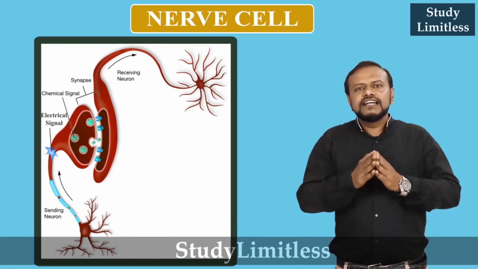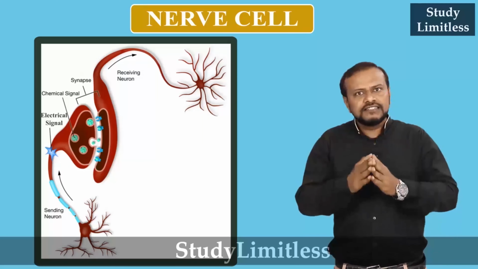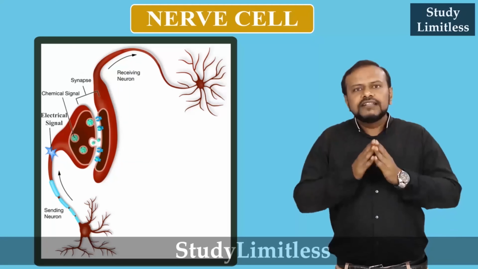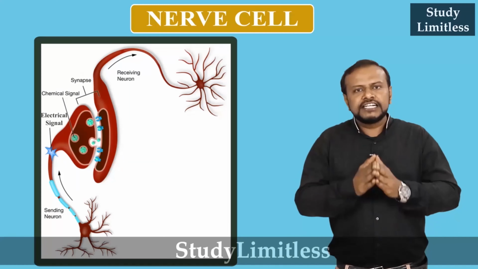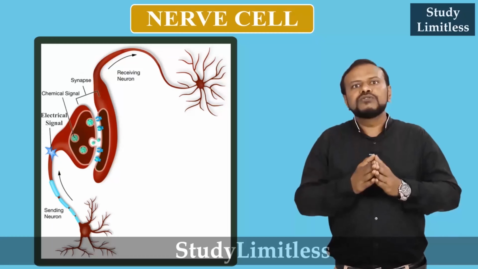And hence this signal is transmitted throughout the nervous tissue from one cell to another in the form of electric signals. When this electric signal finally reaches the muscular tissue, it is converted into a chemical signal which is then transmitted to the muscular tissues, and the muscular tissue responds to the stimulus.